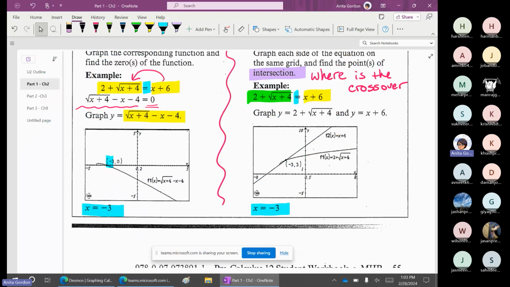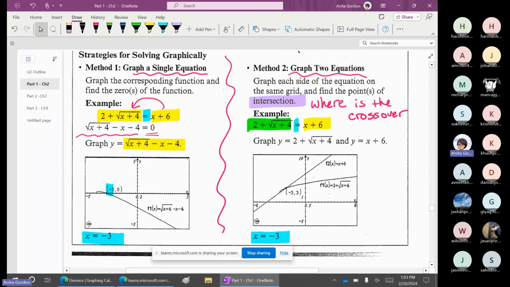Now, if you do the 2 equation way of doing this, because we're looking at an intersection point, you'll notice that the y value here isn't 0. That's because when we're graphing 2 equations, the crossover is no longer an x-intercept. It's only an x-intercept if I only have one equation that I'm solving for.